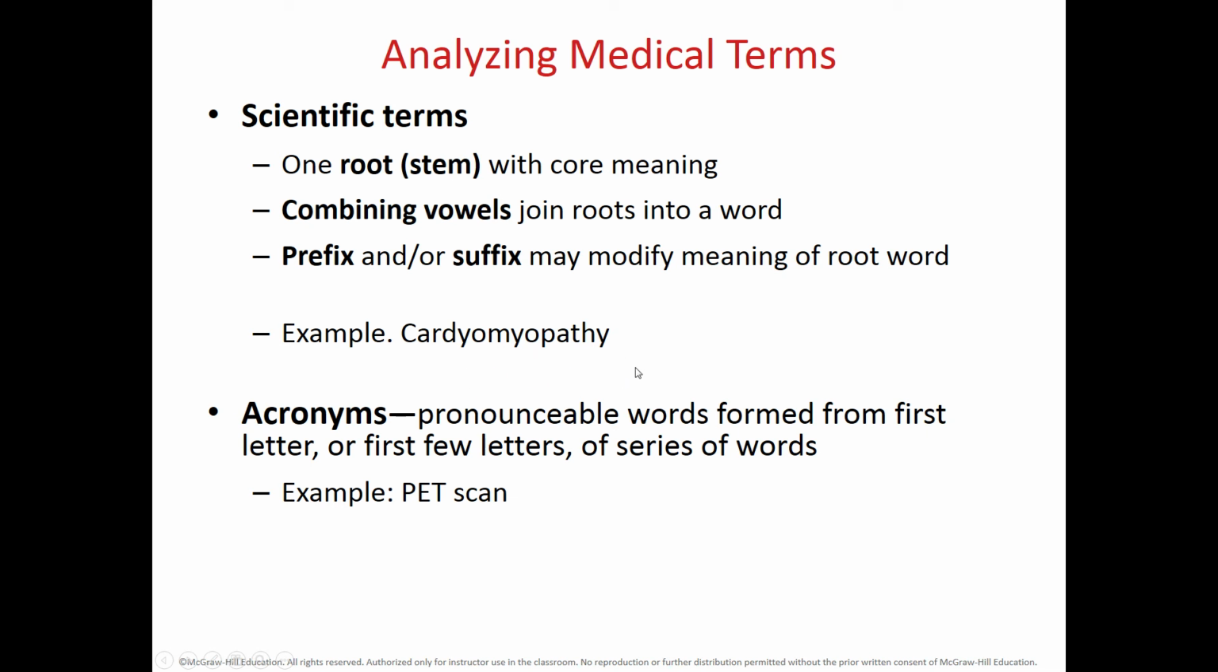And then frequently in science we use acronyms, which are pronounceable words that are formed from the first letter or the first few letters of a series of words. For instance, PET scan is positron emission tomography. And we will use many of these acronyms. For instance, DNA stands for deoxyribonucleic acid, which is a macromolecule that forms part of the nucleus of our cells or the mitochondria. Okay, so we will use many of these.